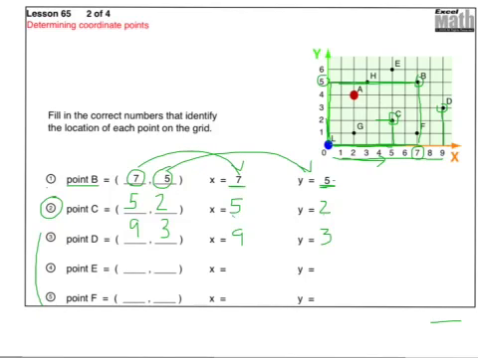Point E is way up here. Come along the x-axis to 5, and then all the way up to 6. And so the answer is 5, 6. There you go. Point F, way down here, you're going to come along to 7 and then go up 1. So the answer is 7, 1. If you missed any of those, erase them and fix them.